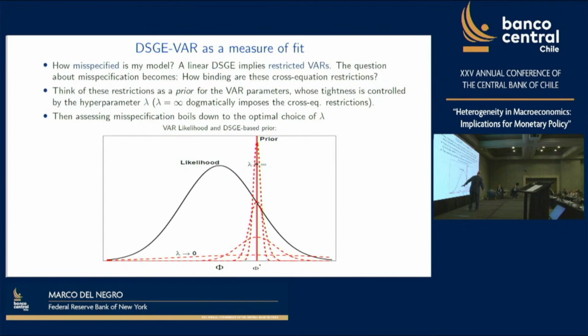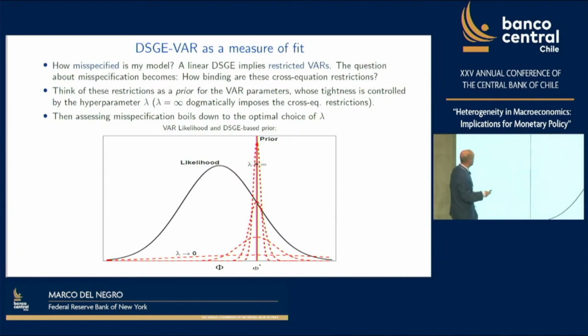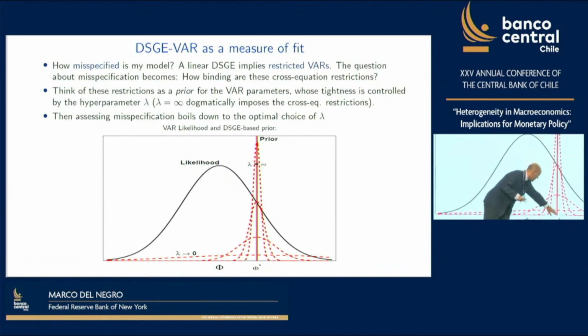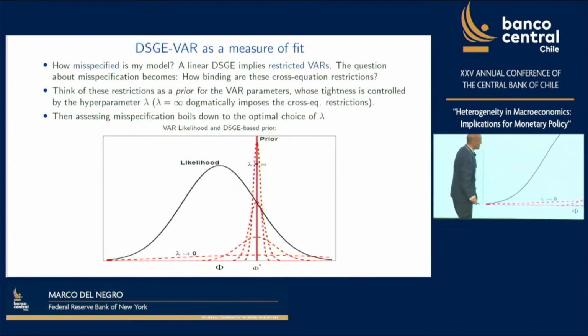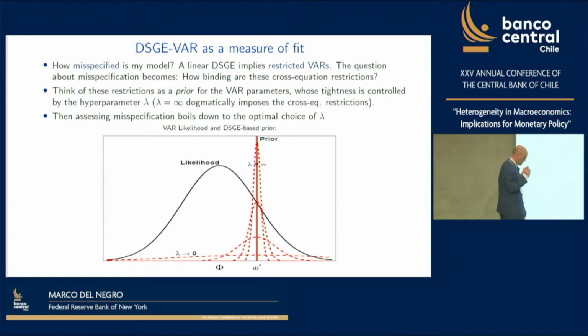Here phi is the VAR parameters, and the black line is the likelihood describing the fit of the data. A HANK model just puts a cross-equation restriction on this: the VAR parameters phi are equal to phi star. Now, one way to judge how well your HANK model fits the data is to ask how much I should relax it. I can view this cross-equation restriction as a prior for the VAR parameters.